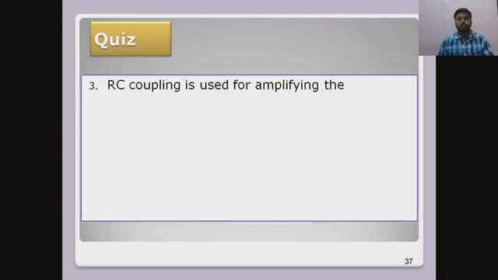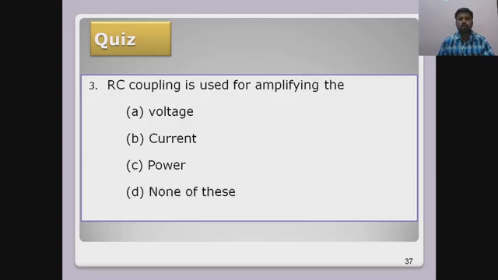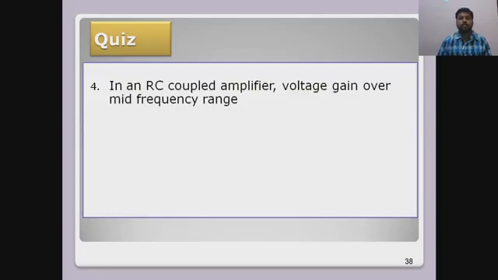The next question. RC coupling is used for amplifying: A. voltage, B. current, C. power, D. none of the above. The correct answer is voltage. From the beginning of today's session we have been discussing that it is used for voltage amplification.